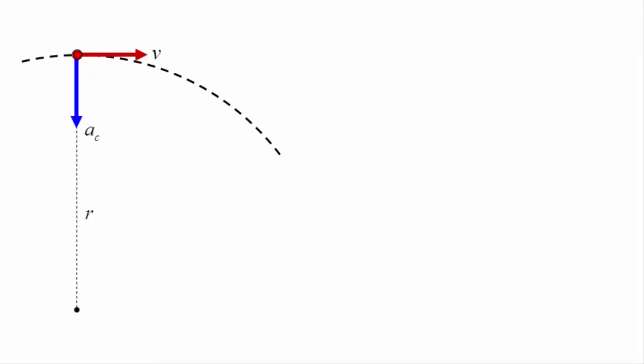An object moving at a constant linear speed will undergo uniform circular motion if it experiences a constant acceleration that is perpendicular to its direction of motion. This acceleration is called centripetal acceleration and is directed towards the center of the circular path.